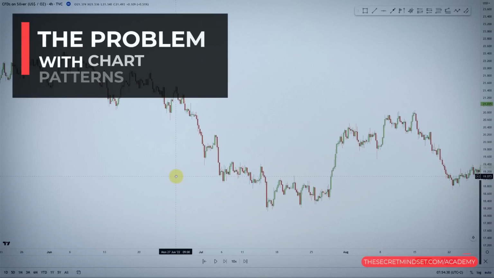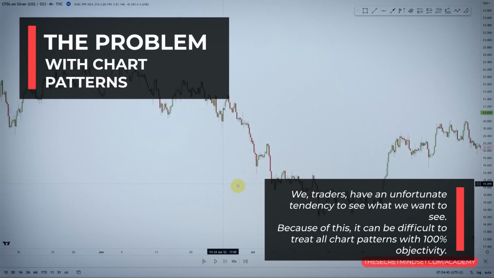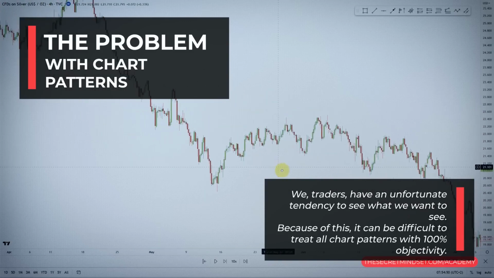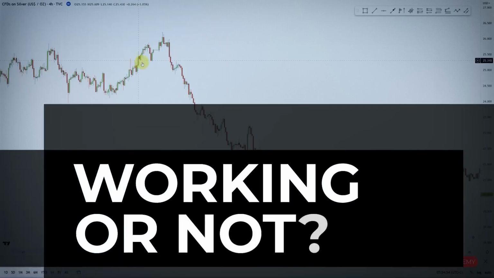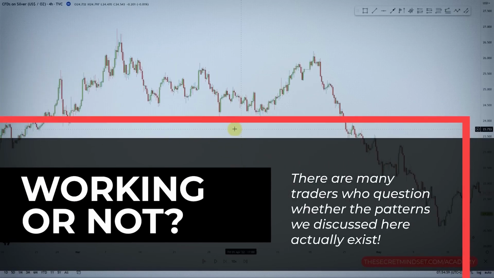And here's the main problem with chart patterns. We traders have an unfortunate tendency to see what we want to see. Because of this, it can be difficult to treat all chart patterns with 100% objectivity. There are even traders who question whether the patterns we've discussed here actually exist.